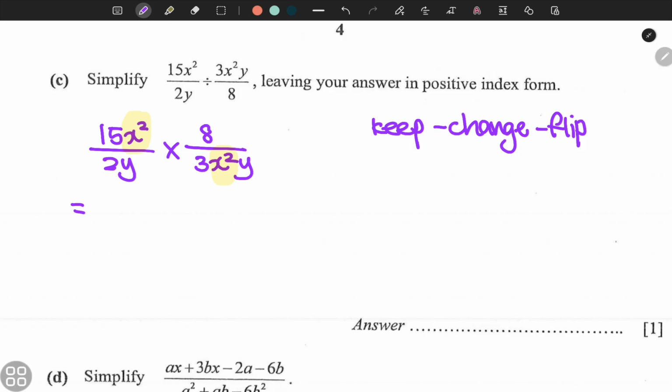So that's what I'm gonna do. I'm gonna cancel them out, so I'm not gonna write them. And then I have 15 times 8, key that into my calculator. I get 120. So 120 divided by 6y squared. And 120 can be divided by 6. So 120 divided by 6 gives me 20 over y squared. And that would be my answer.